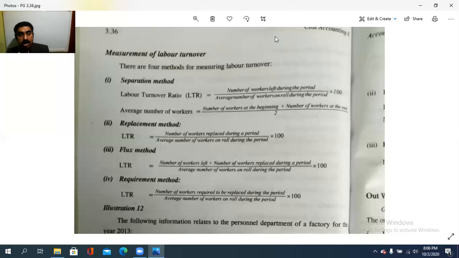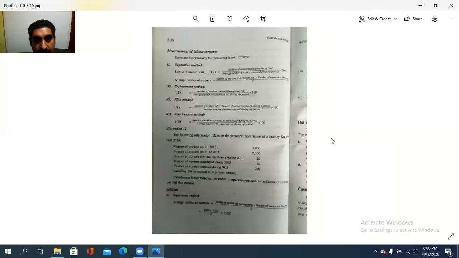Flex method means a combination of both the cases, number of workers left as well as number of workers replaced, both that take the total divided by average number of workers on roll during the period into 100. And requirement method, number of workers required to replace during the period divided by average number of workers on roll during the period. So this is the measurement with regard to labor turnover.